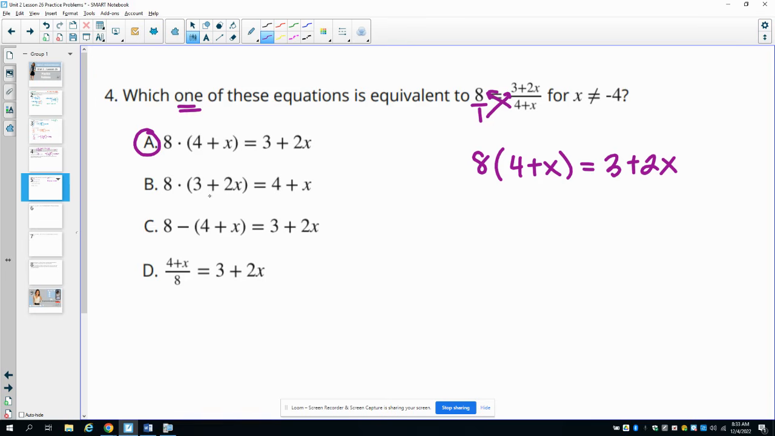And so you can see on this one, they multiplied by the wrong things. They multiplied by the top here. Here they did some subtraction. And here they, I don't know, flipped over the 8 with the 4x, but definitely not any of these. So that cross multiplication gives us A.